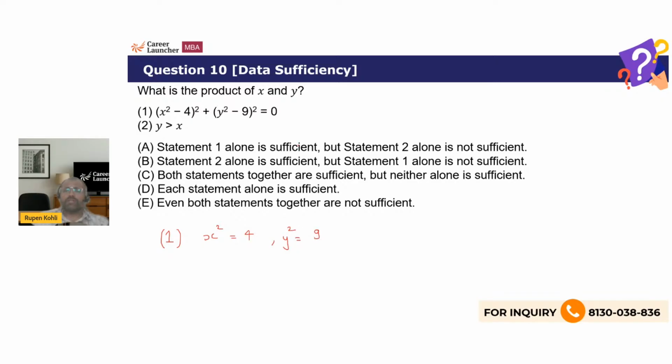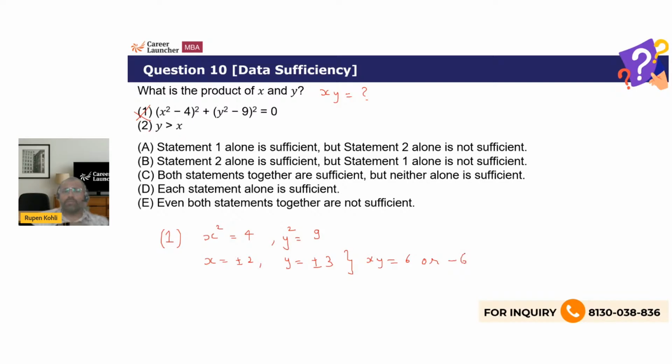Question is asking what is the value of x into y? The values of x and y are not unique. x is plus or minus 2. y is plus or minus 3 from the first statement. So the product of x and y can be 6 if they are 2 and 3, or it can be minus 6 if it is 2 and minus 3, or minus 3 and 2. So statement 1 is not sufficient because from this, our value of x into y can be both 6 or minus 6. So it is not unique.